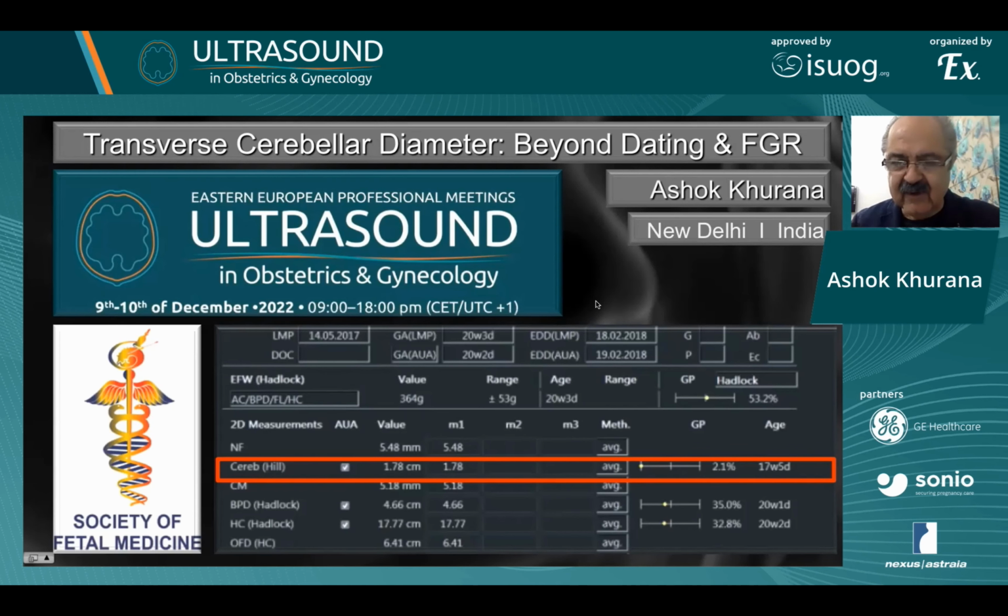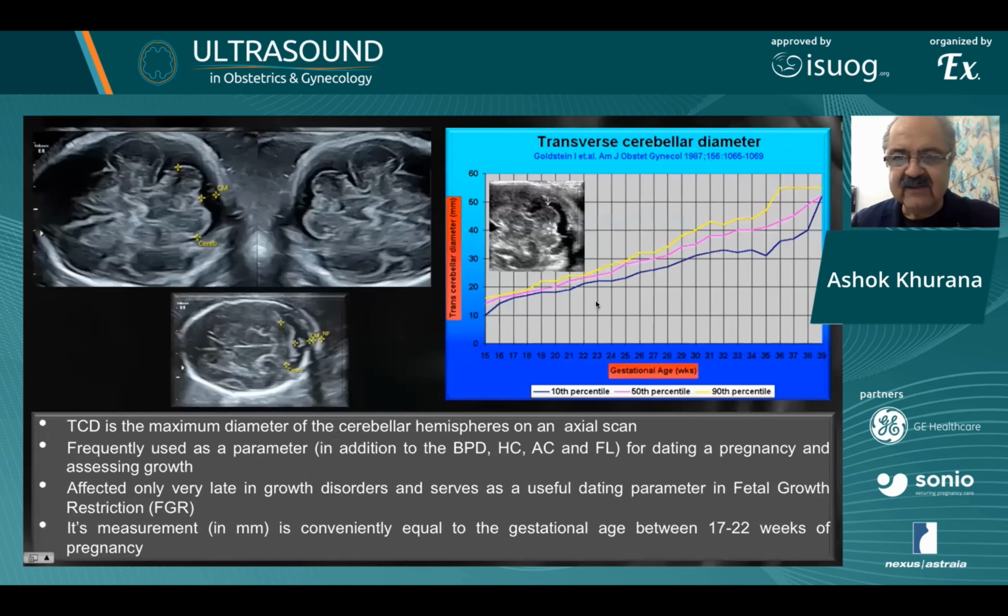And we know in this situation that the transverse cerebellar diameter is the maximum diameter of the cerebellum on an axial scan in a standard plane, which we call the transcerebellar plane. It's frequently used as a parameter in addition to the BPD, the head circumference, the abdominal circumference, and femur length for dating a pregnancy and for assessing growth. It's affected only very late in growth disorders and serves as a very useful dating parameter in fetal growth restriction, and its measurement in millimeters is conveniently equal to the gestational age between 17 to 22 weeks of gestation.